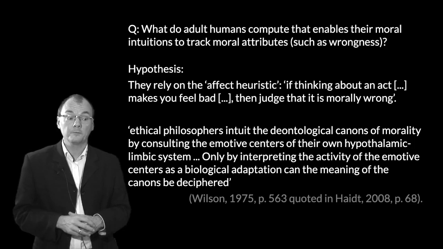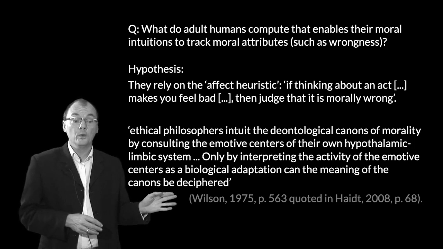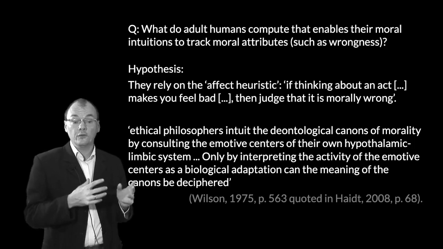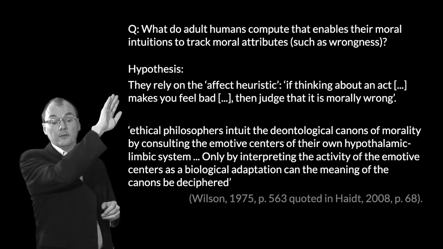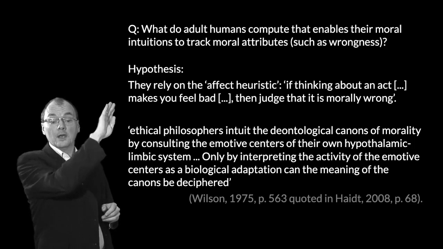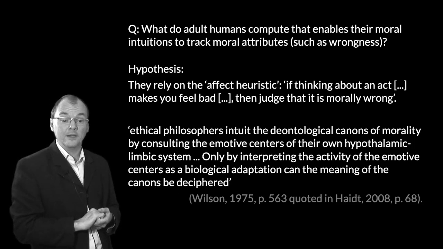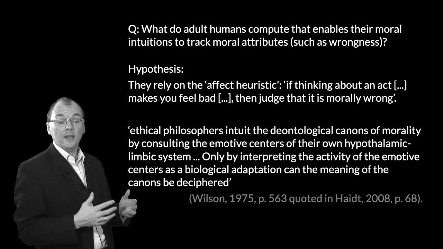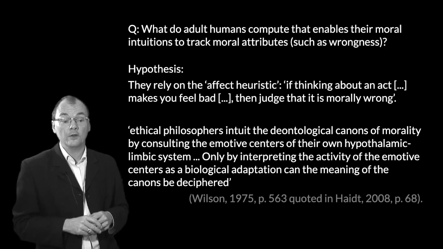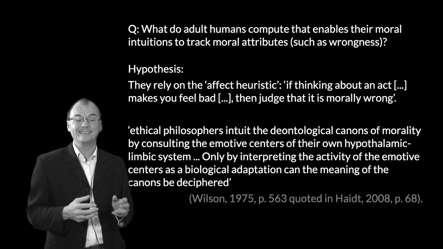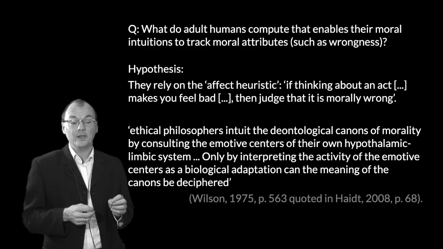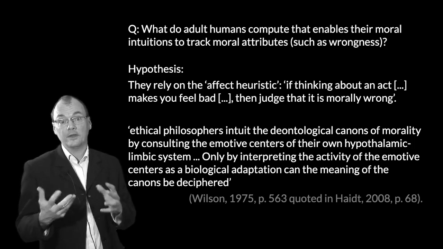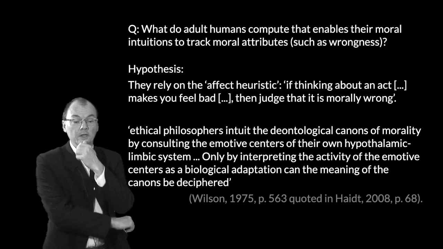Very good. Now there are other thinkers who have gone further than Sinnott-Armstrong and colleagues in drawing conclusions from this hypothesis. So, for example, E.O. Wilson in his book Sociobiology makes a very bold claim. Now I should say that E.O. Wilson himself isn't explicitly endorsing this hypothesis, but you can see from the quote that he has something like it in mind in the background there. He says, ethical philosophers intuit the deontological canons of morality by consulting the emotive centres of their own hypothalamic limbic system. I guess that's the emotional system, loosely described.